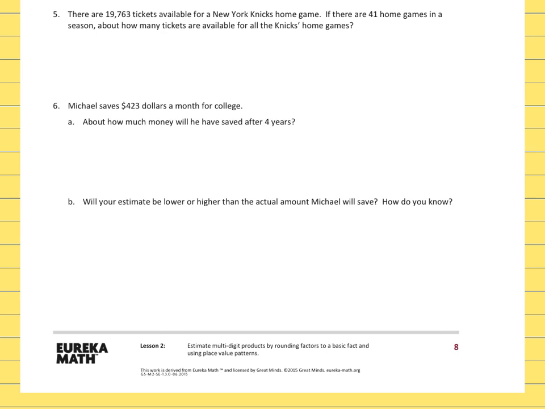And the final one, number 6. Michael saves $423 a month for college. The question says, about how much money will he have saved after 4 years? So let's review that one more time carefully because there are some tricky parts to it. Even though it looks very simple, some kids make silly mistakes. Michael saves $423 a month for college. The question says, about how much money will he have saved after 4 years?